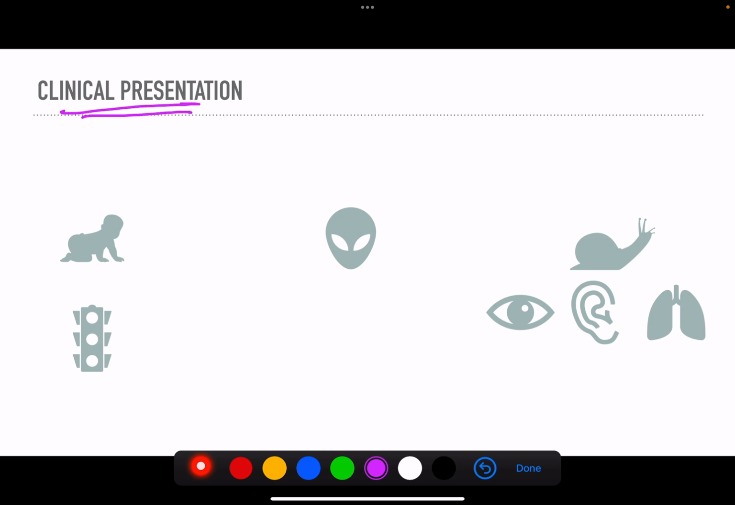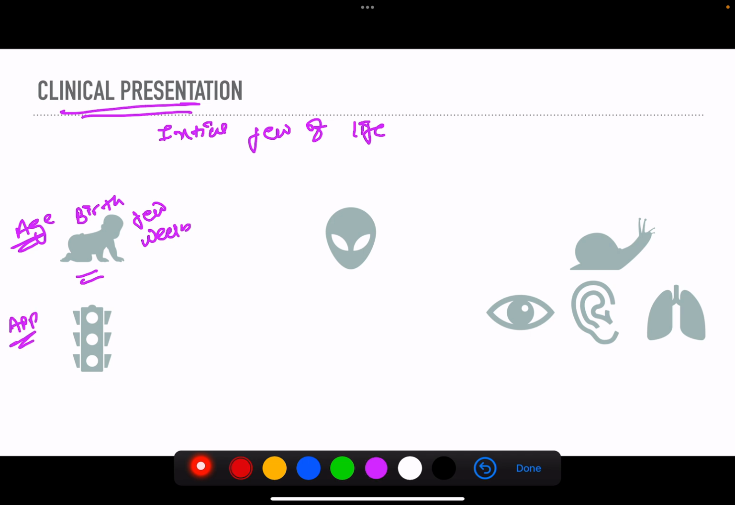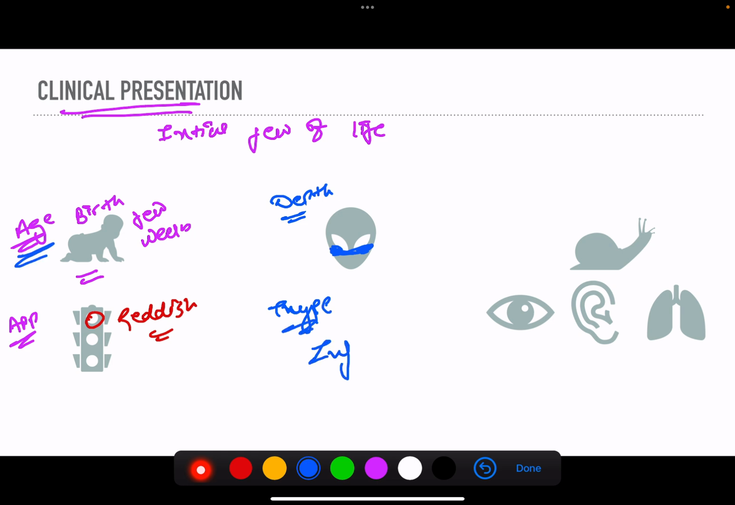Alright, for the clinical presentation, this hemangioma is seen in the initial few weeks of life only. For the age, it can be present at the time of birth or within few weeks to days of life. For the appearance, it is reddish in appearance. Now comes the depth. So basically it affects the skin and submucosa, more commonly of the middle third of face. And for type, we can see from the age only that it can be infantile or congenital in nature.